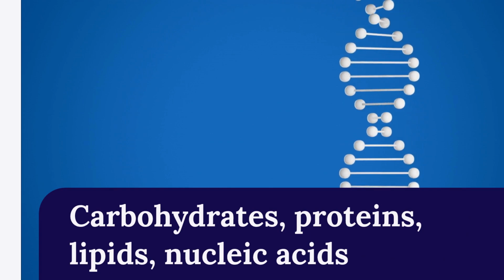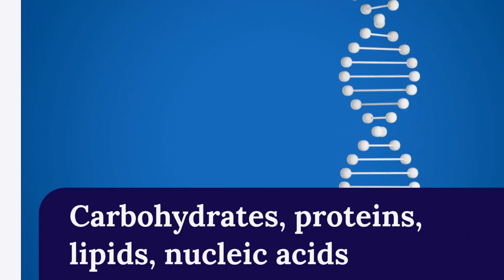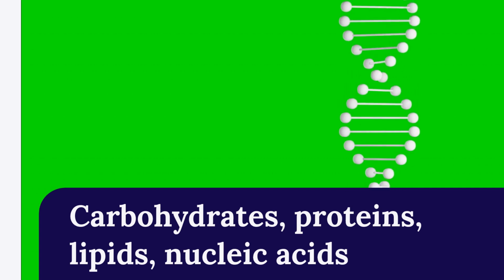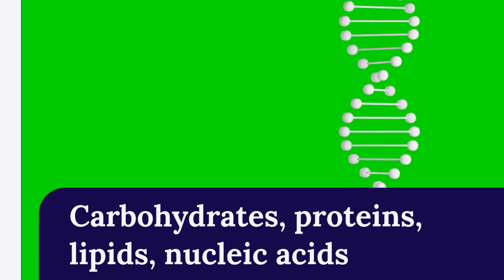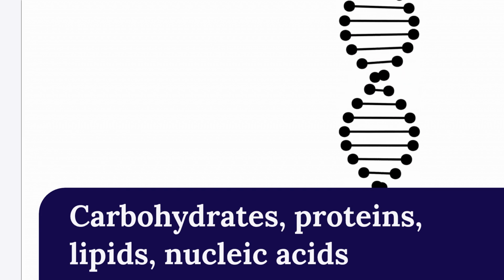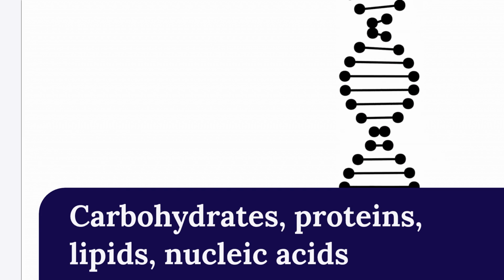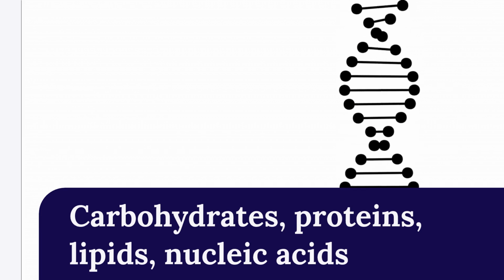Carbohydrates include monosaccharides and polysaccharides. Proteins consist of amino acids, peptide bonds, and polypeptides. Lipids are made of fatty acids, glycerol, and phospholipids. Nucleic acids involve nucleotides, DNA, and RNA. These structures link to cellular functions.